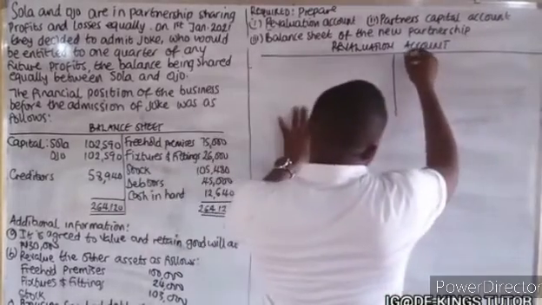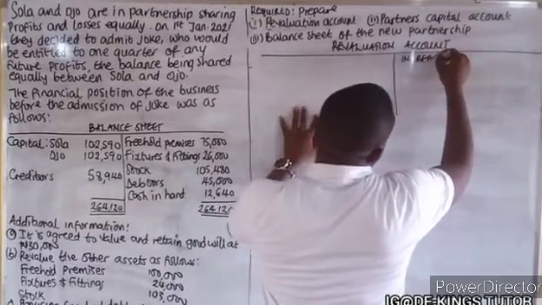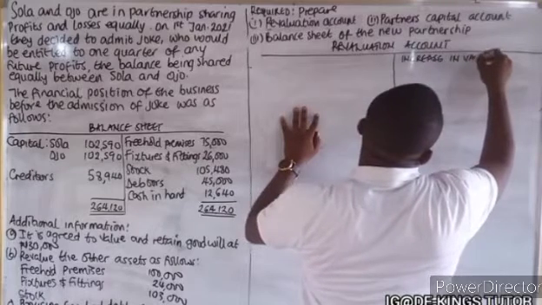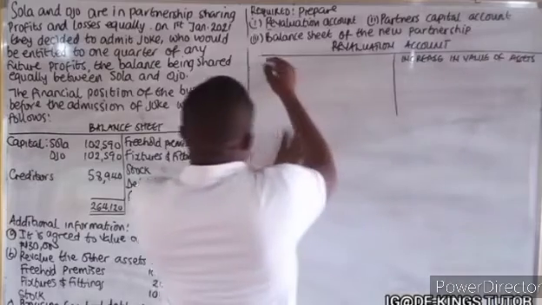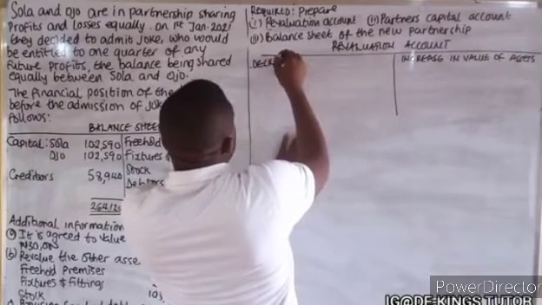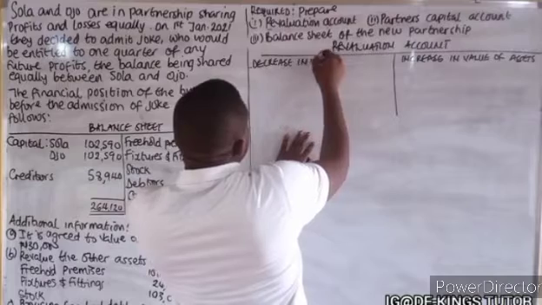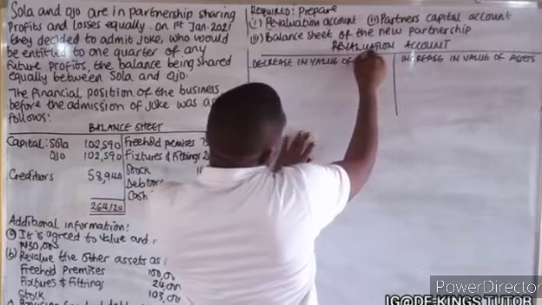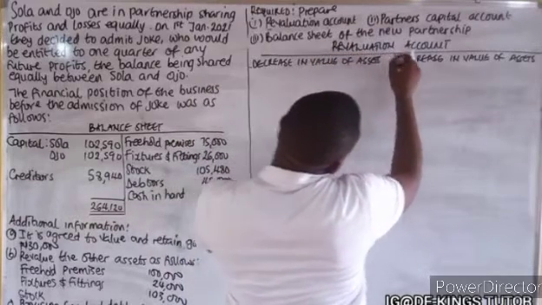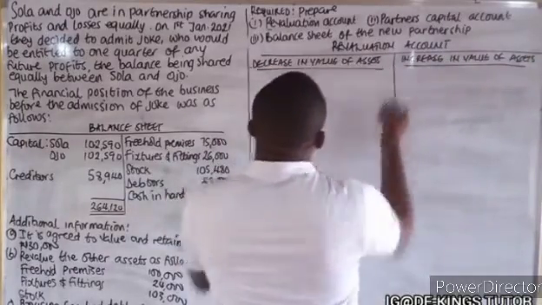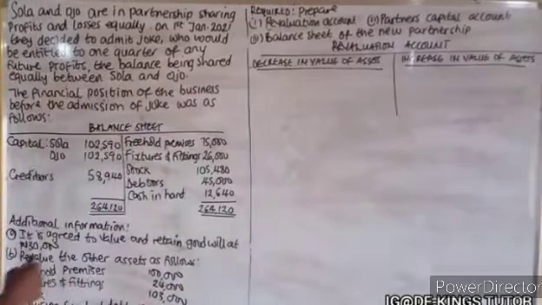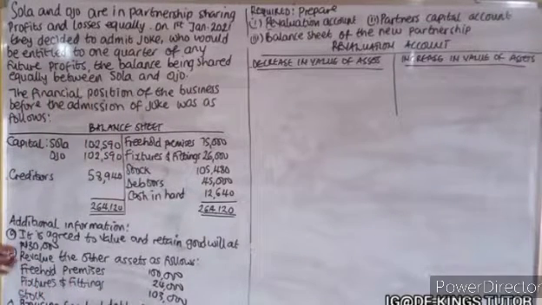Okay, now remember in the credit side, we said credit side is increase in value of assets, and the debit side is decrease in value of assets. Okay, now I want to start with the first one under additional information. They said it is agreed to value and retain goodwill at 30,000.